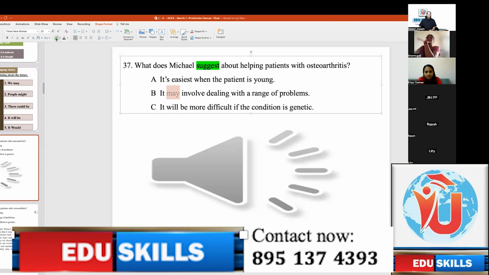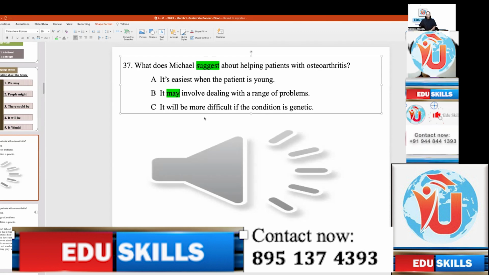it may involve. Now, in this session, I'm going to teach you more of an advanced thing, like how to apply the strategies. Now, this is our prediction. Okay, this is not sure. We haven't listened to the audio. So this is our prediction because they are asking for a suggestion. And the first one says it is easiest when the patient is young. And second one says may. Third one says it will be more difficult if the condition is genetic. It will be is speculation. Speaking about the future. What does Michael suggest?